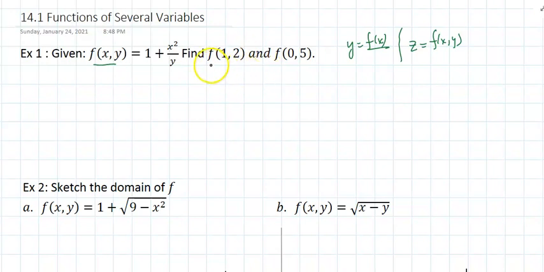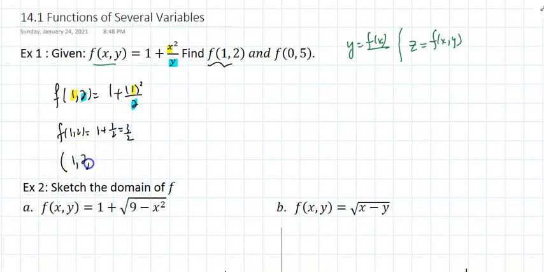If I wanted to evaluate what is f of 1, 2, that is 1 plus, wherever you see an x, you replace a 1 and a squared. Wherever you see a y, you replace a 2. And f of 1, 2 would be 1 plus 1 half, which is 3 halves. So basically what this is saying, the point 1, 2, 3 halves would be on the graph of this z surface.